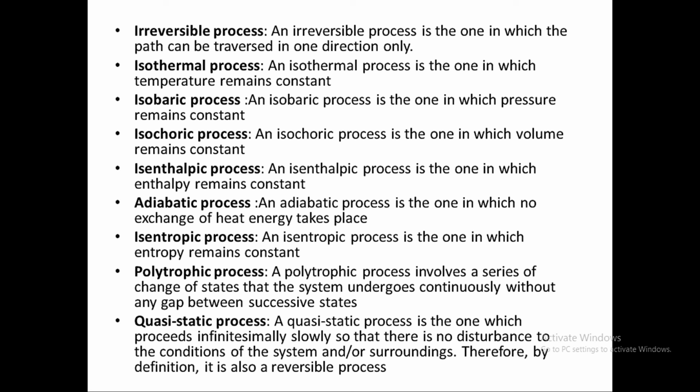Polytropic process. A polytropic process involves a series of changes of states the system undergoes continuously without any gap between successive states. Next is quasi-static process. A quasi-static process is the one which proceeds infinitesimally slowly so that there is no disturbance to the conditions of the system and or surroundings. Therefore, by definition, it is also a reversible process.